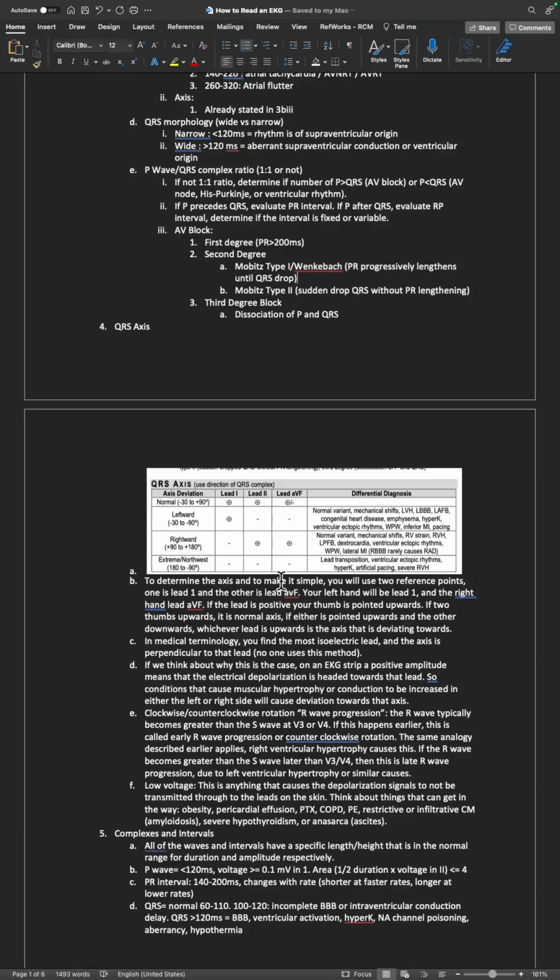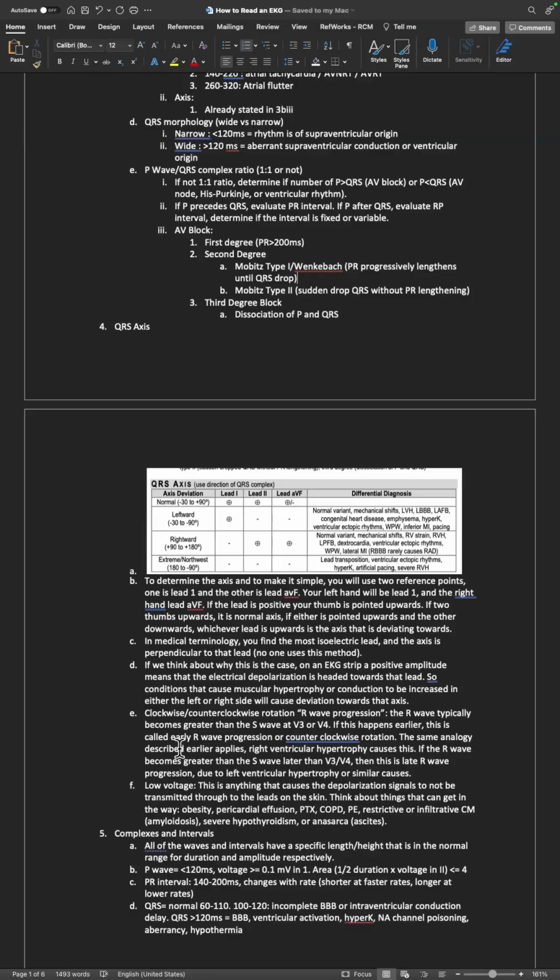Now let's talk about low voltage. So this is anything that causes the depolarization signals to not be transmitted through to the leads on the skin. Think about things that can get in the way like obesity, pericardial effusion, pneumothorax, COPD, pulmonary embolism, restrictive or infiltrative cardiomyopathy due to amyloidosis, severe hypothyroidism, or anasarca, otherwise known as ascites.